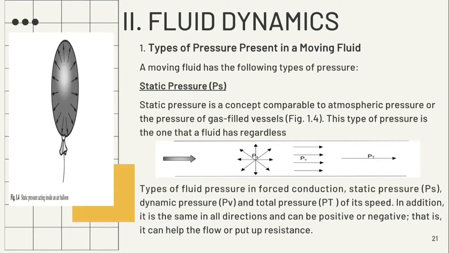Fluid dynamics. Number 1. Types of pressure present in a moving fluid. A moving fluid has the following types of pressure. Static pressure. Static pressure is a concept comparable to atmospheric pressure or the pressure of gas-filled vessels. This type of pressure is the one that a fluid has regardless of its speed. In addition, it is the same in all directions and can be positive or negative. That is, it helps the flow or puts up resistance.